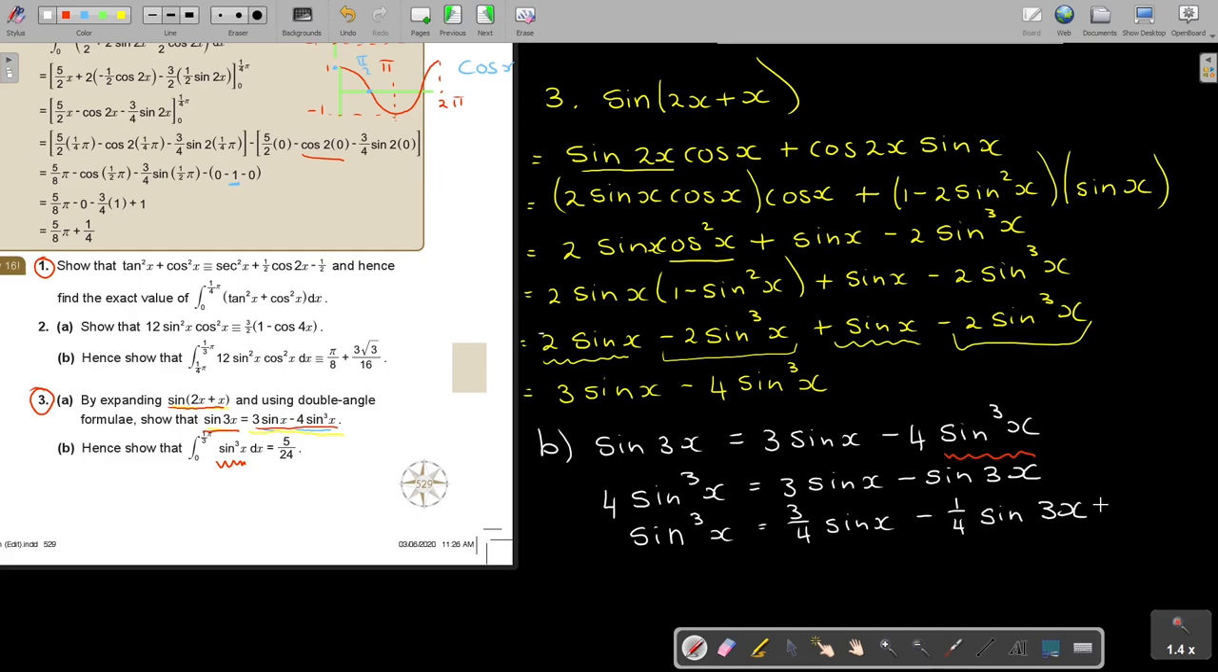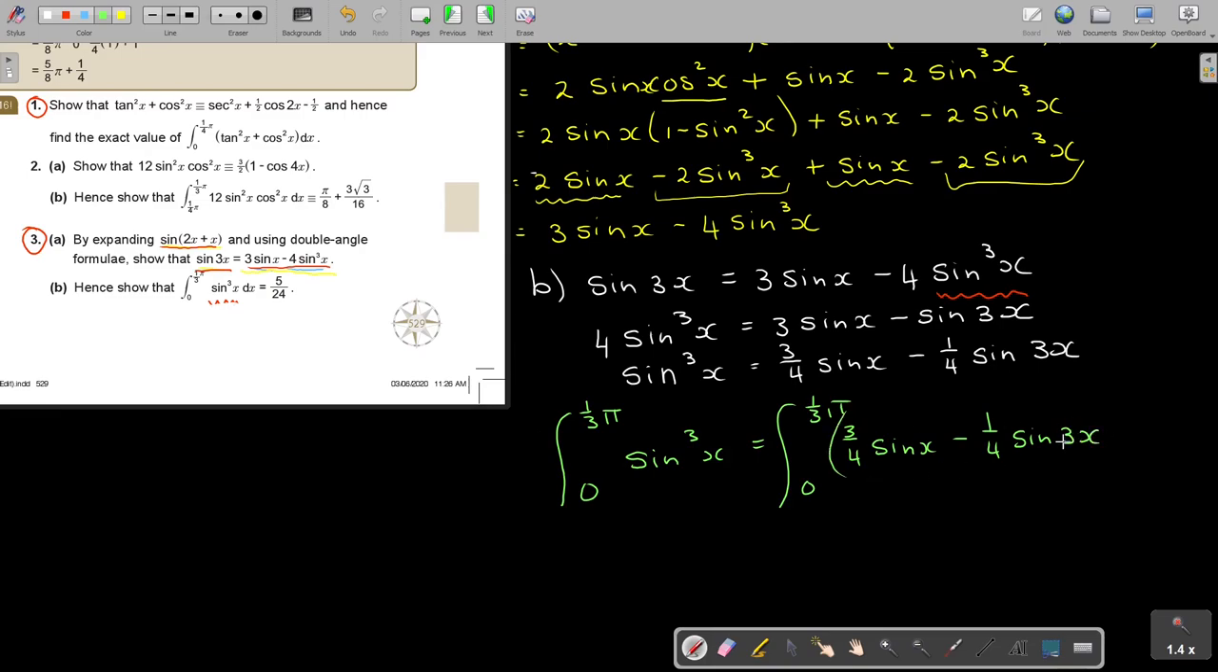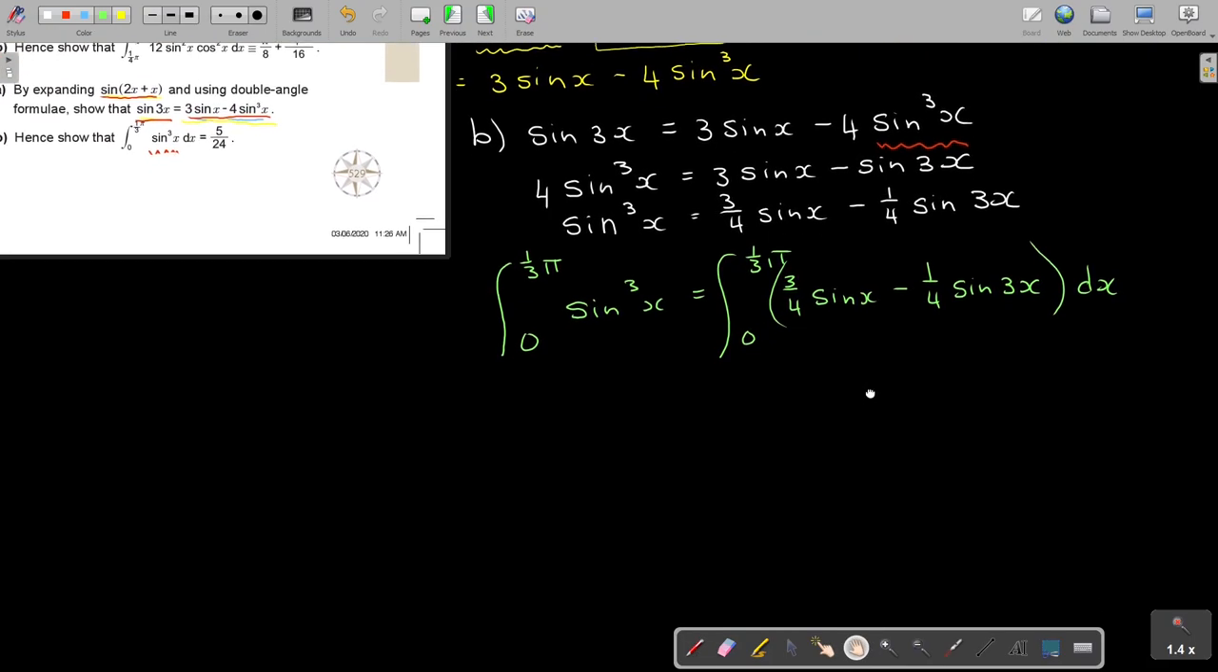Now, I'm at that red, which I showed you there. This is quite a challenging one. Now I can go and say, okay, what is it? It was from 0 to a third pi, and the statement was sin cubed x. But I know now that it will be equal to 3 over 4 sin x minus 1 over 4 sin 3x, dx. Now I can start with my integration.